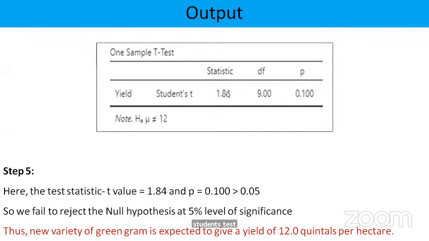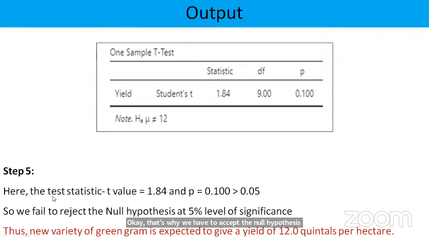It will give the statistic value 1.84 and the p value is 0.100. So the t value is 1.84 and p is 0.100. Since 0.100 is greater than 0.05, we fail to reject the null hypothesis. Our first assumption is that the null hypothesis is true. That's why we accept the null hypothesis at the 5% level of significance.